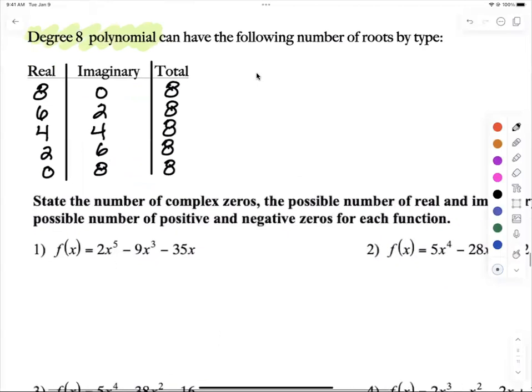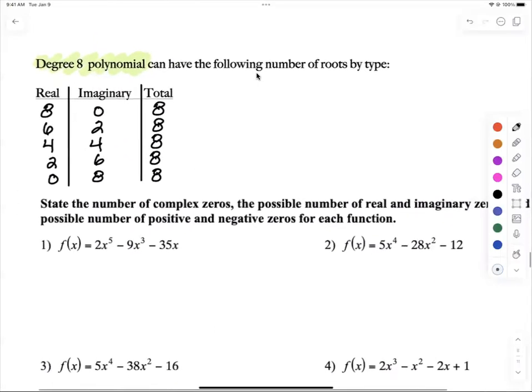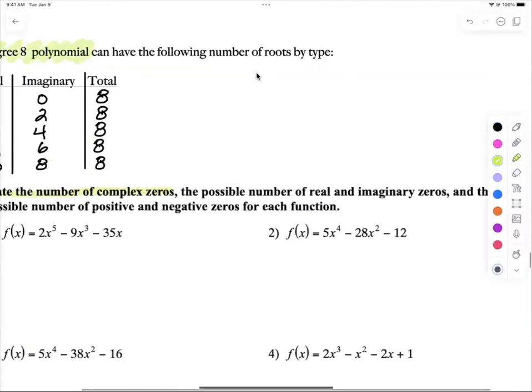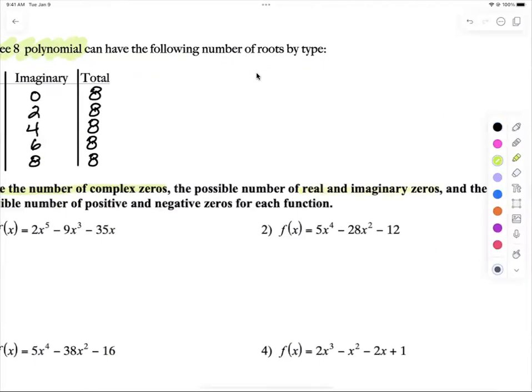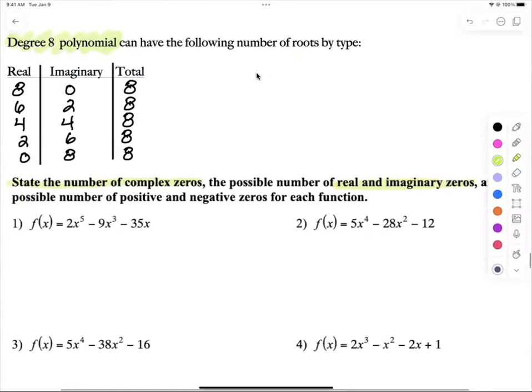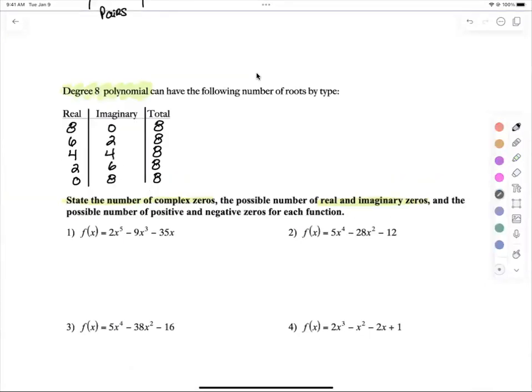Now the exercises here are just asking you to state the number, meaning how many roots can I have? And possibly, how many are real and how many are imaginary, and the number of positive and negative. I am going to skip that skill for right now. Let's just make a little chart here to determine how many of each type we will have.